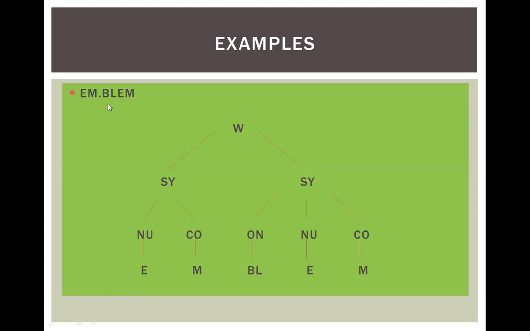And emblem, we divided it as we see on the screen. A is a vowel, so it's the nucleus. M is the coda. B and L are the onset. E is the nucleus, and M is the coda.